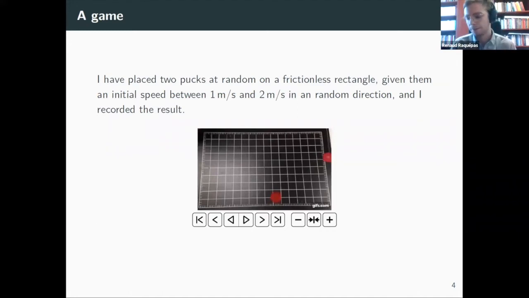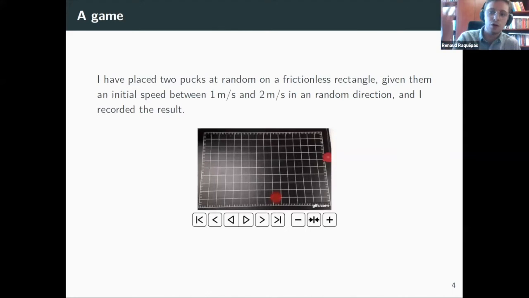Now I'm asking you to guess if this or this is the original movie that I shot. There's one movie which is original, what happened when I did that procedure, and the other one has been reversed. Because it's a situation with no friction, no loss of energy during collision, it's very hard to guess which one is the original and which one is not.